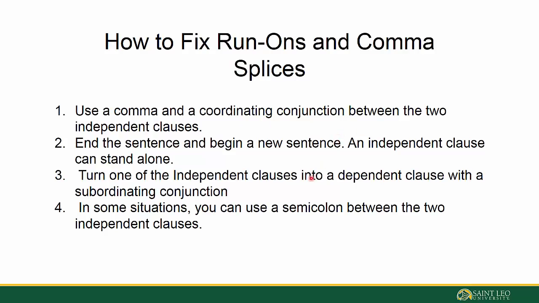Let's review and summarize how to fix run-on sentences and comma splices. Number 1. Use a comma and a coordinating conjunction between the two independent clauses. Number 2. End one sentence and begin a new sentence separated by a period. Remember, independent clauses are allowed to stand alone because they are complete thoughts. Number 3. Turn one of the independent clauses into a dependent clause with a subordinating conjunction. And number 4. In some situations, you can use a semicolon between two independent clauses.